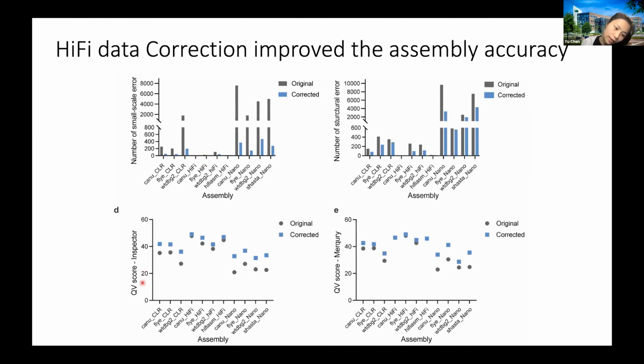So here we calculated the quality score with Inspector to see if the corrected assemblies have higher overall accuracy than the original ones. And we did observe a higher score in the blue dots than the gray all the time, which means there is really an improvement here. And in the last figure, we cross-validated with Merqury, just to make sure that with the k-mer-based assembly evaluation method, we are also validating those improvements in the overall assembly quality. And we did see that the blue dots are always above the gray ones.